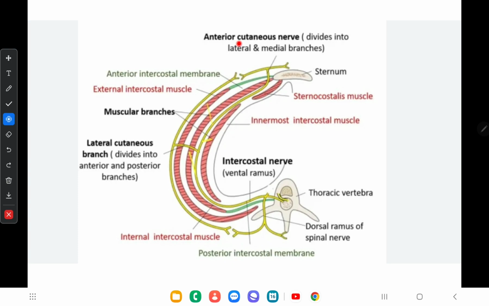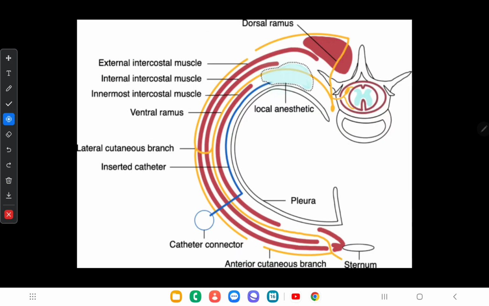Then the anterior cutaneous nerve emerges at the side of the sternum. You can see it pierces the internal intercostal muscle and external intercostal membrane, and it supplies the overlying skin after dividing into lateral branch and medial branch. So those are the branches of a typical intercostal nerve. Here in this picture, this is the posterior aspect and this is the anterior aspect. You can see the vertebra and the sternum.